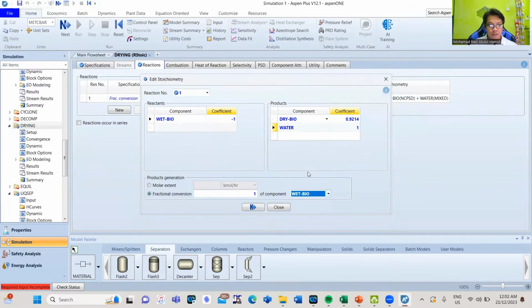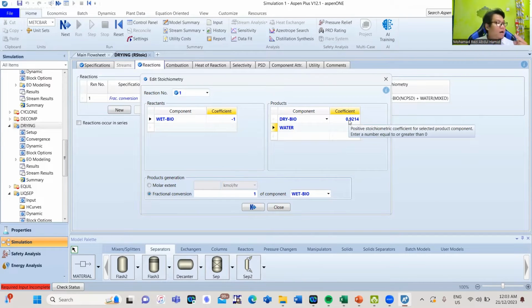Wet biomass. Now, how do I get 0.9214? It's quite easy. When you want to give a non-conventional component to another non-conventional component, 1 gram of non-conventional component is equal to 1 mole of non-conventional component, and the same goes with the dry biomass. 1 mole of non-conventional dry biomass is equal to 1 gram of non-conventional dry biomass. So, okay, how do I get this?